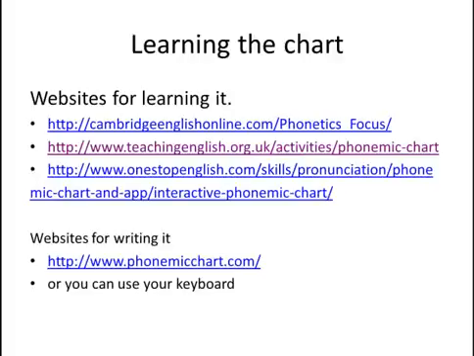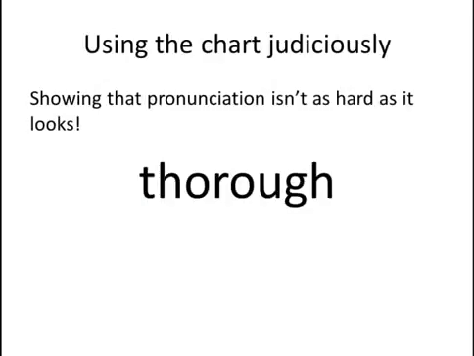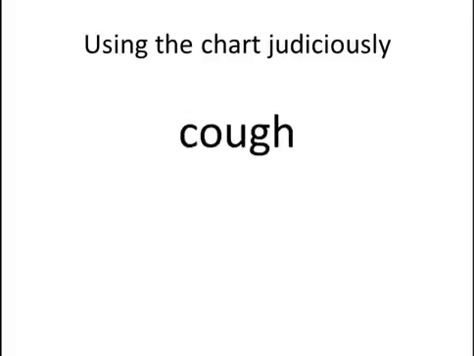So just quickly to the end, thinking about using the chart judiciously is what I would say to you, that you don't have to write out all of the words with all of the symbols, but that it can be used in moderation, if you like. So that, for example, it can be used to show that pronunciation isn't as hard as it looks. If you look at that kind of word, it looks really tricky, but actually the pronunciation is just that, th-r. Only 2 syllables. It looks much trickier than that. So that can be quite reassuring to learners. The same for that one.